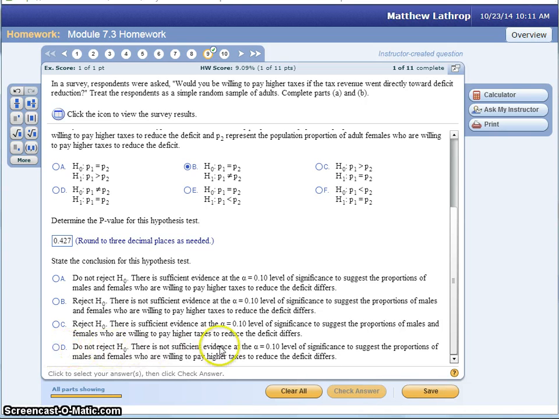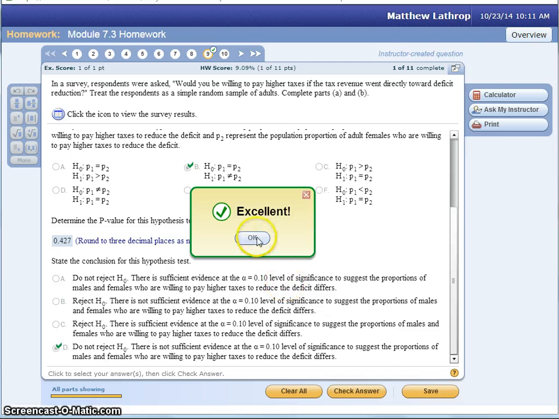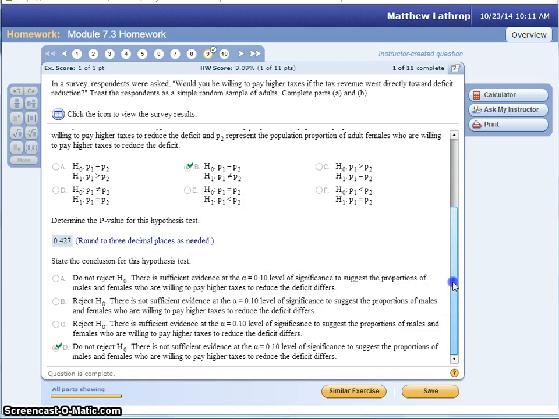Option D tells us there is not sufficient evidence to suggest the proportions of males and females who are willing to pay higher taxes to reduce the deficit differs. So in this case, that's what our answer is saying. And excellent, we got all those right.